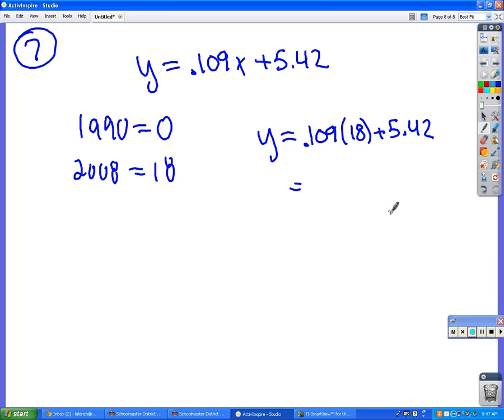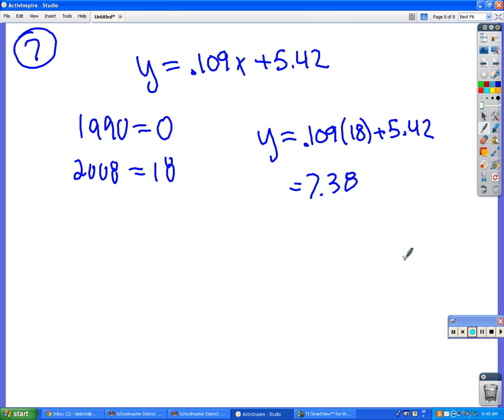So you just plug 18 in for x because you want to know what the minimum hourly wage is going to be 18 years later. I can't get 7.38 on linear regression. It's 7.382, so 7.38.